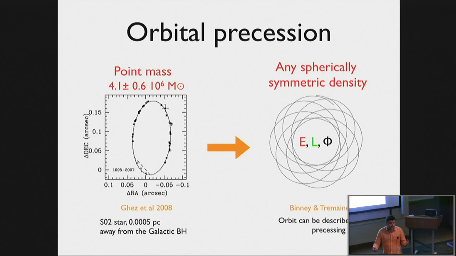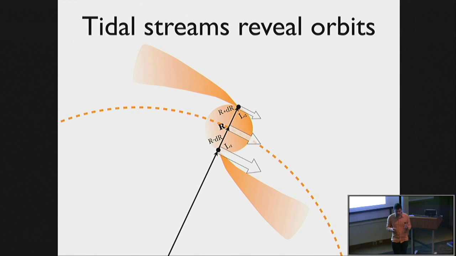Orbital periods at distances of 100 kiloparsecs are of order of a gigayear. So it's not good for a PhD. Yet, of course, we can't wait for a gigayear for things to complete their orbits, but we can do something clever. We can use tidal streams. So tidal streams actually reveal orbits. And I'll remind you how this happens.